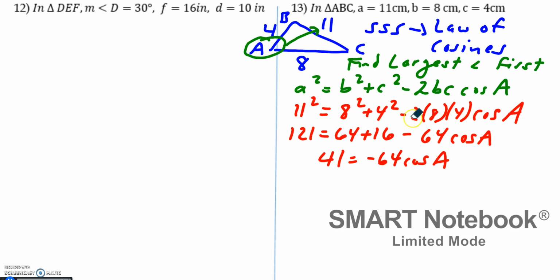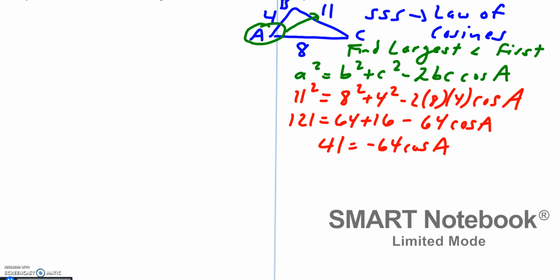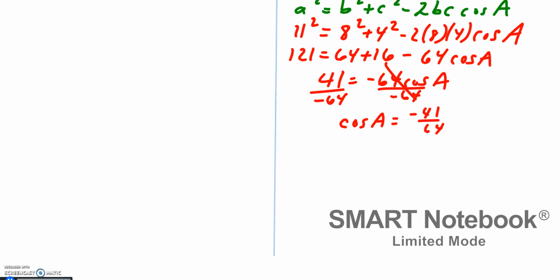Now I want to reiterate to you that all of these numbers are multiplying cosine A, which is why I did not move the 64 yet. But now would be a good time to do so. You divide both sides by negative 64. We would get cosine of A equals negative 41 divided by 64, or 41 divided by negative 64. In the calculator, this as a decimal is negative 0.640625.